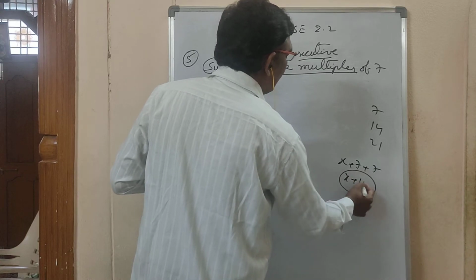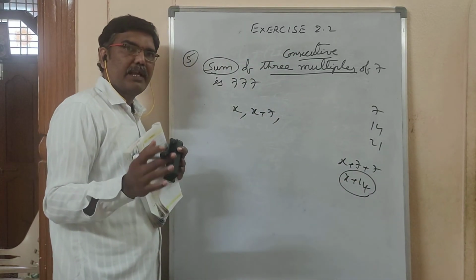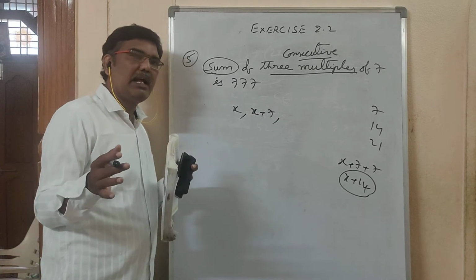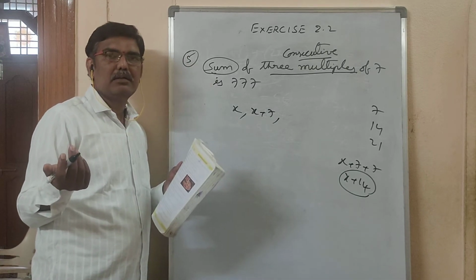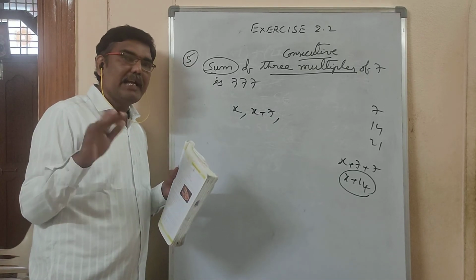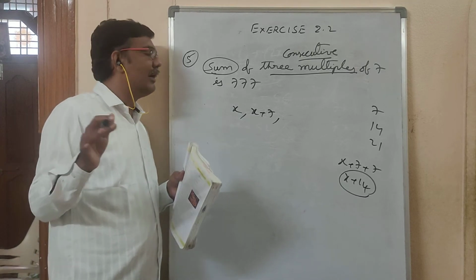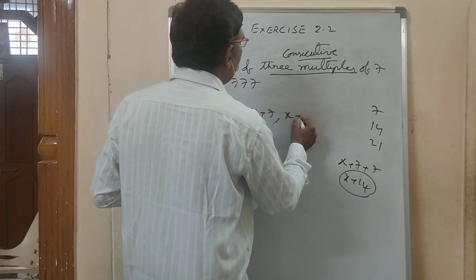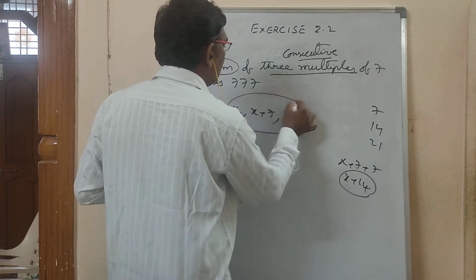Okay. For x and 14 we can't add. X and 14, why you can't add? They are dissimilar. Like terms only we can add. Unlike terms we can't add. So what is the next one? X plus 14.